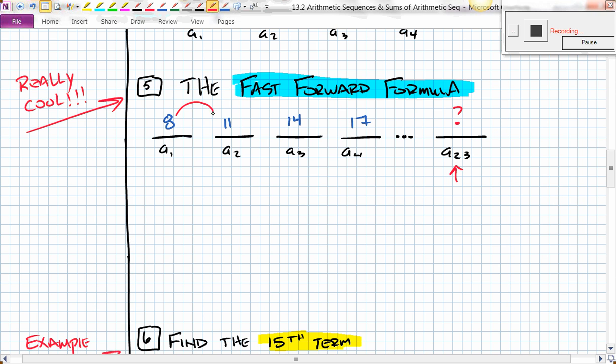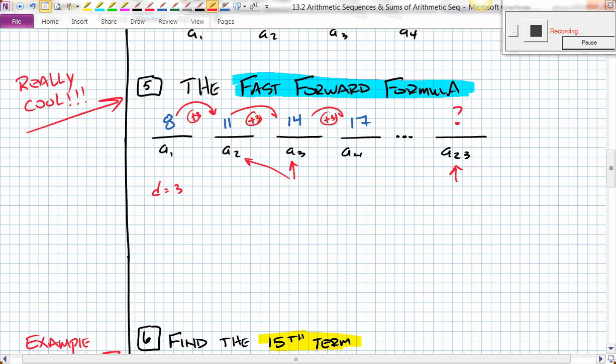To get from 8 to 11, I have to add 3. To get from 11 to 14, I have to add 3. To get from 14 to 17, I have to add 3. So it looks like any term minus the previous term is going to give me a value of 3. So I'm guessing that my common difference is 3.